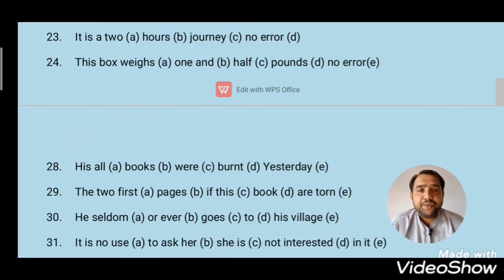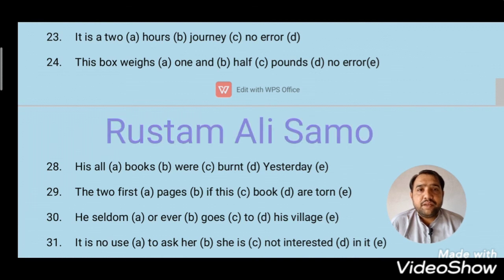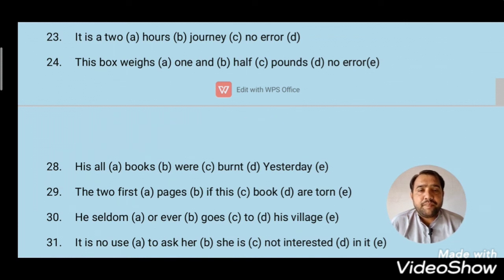In the previous video, we discussed 20 examples with 20 rules of error detection. Now, further in this video, we will discuss 20 examples regarding this topic, error detection. So, let's start. According to number 23, it is a 2 hours journey.